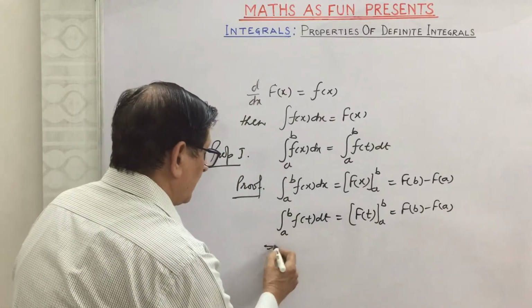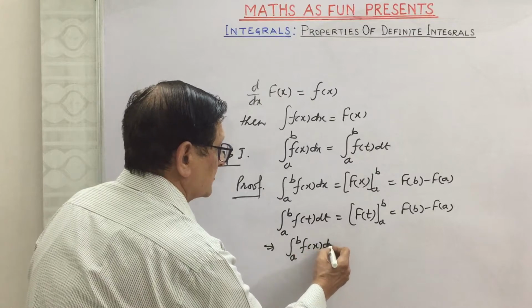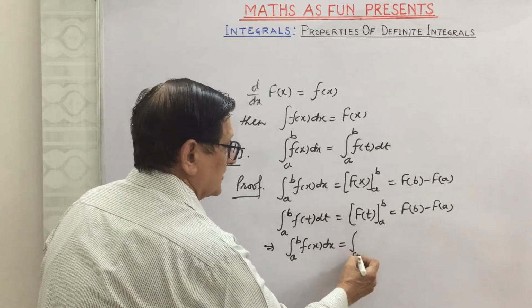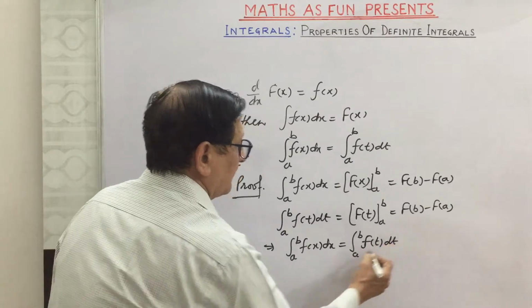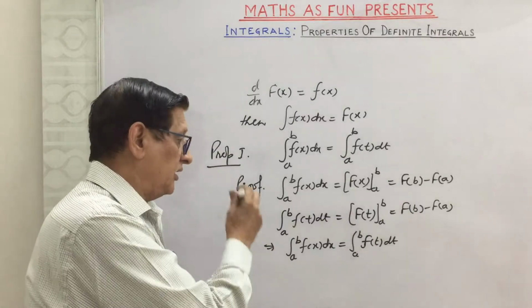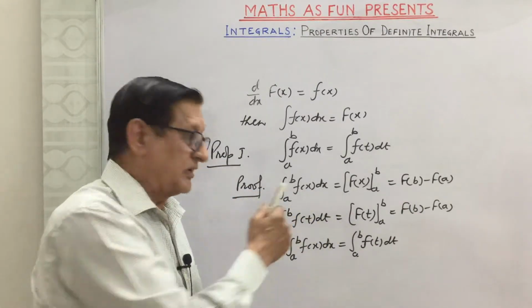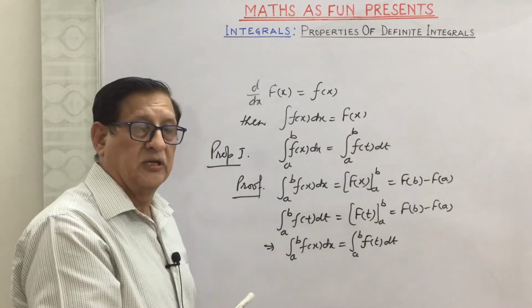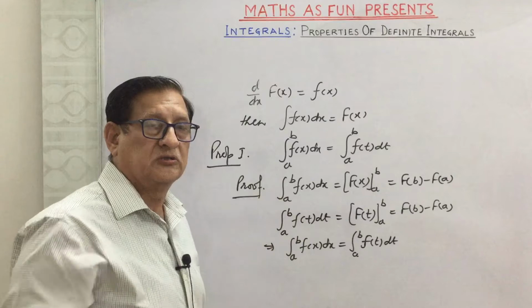From these two, we find that the integral of f(x) dx from a to b is the same as the integral of f(t) dt from a to b. What does it mean? It means that if we change the variable but the limits remain the same, then the value of the definite integral does not change.